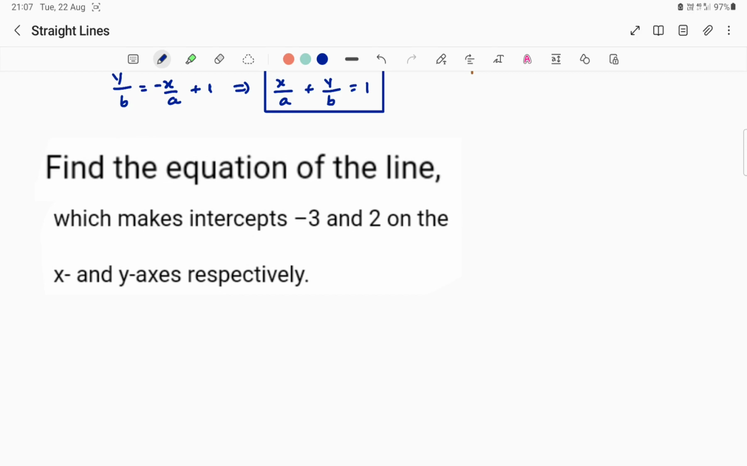Sorry again. So let's say, find the equation of the line which makes intercepts minus 3 and 2 on the axes. So the x-intercept is given as minus 3, so x by minus 3. The y-intercept is given as 2, so y by 2, is equal to 1. That is the required equation.